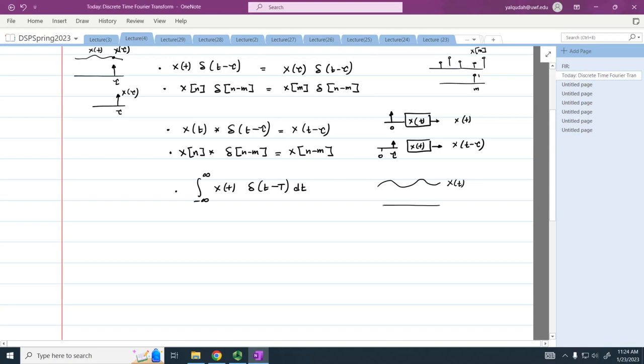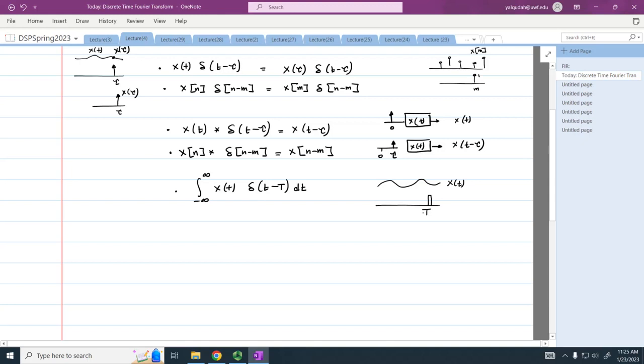We have x of t, and I have an impulse. Now I'm going to represent this impulse as a rectangle, even though we know it's not a rectangle, but just for visualizing it, it's a rectangle that has an area of 1. This rectangle is happening at tau. Now, if I multiply these two and take the integration, what is the integration going to equal to? X of t is 1. Excellent.